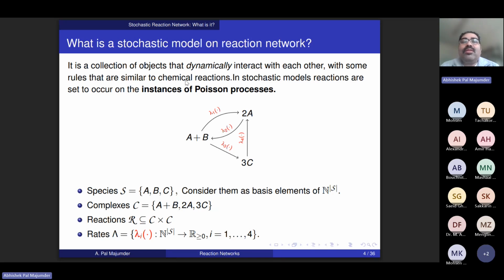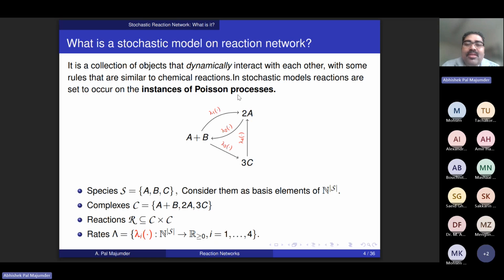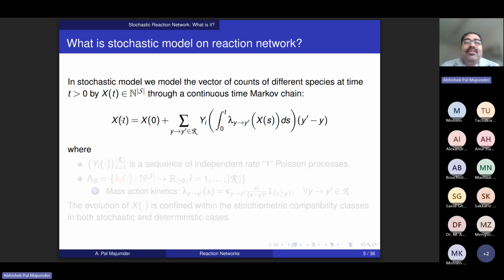But now I'll explain what a stochastic reaction network means. In a stochastic reaction network, we model the number of molecules taking part in these reactions, and we see their dynamics over time. Each of these reactions takes place at the instances of Poisson processes. If I explain the previous dynamics in mathematical terms, in a deterministic reaction network we model the concentration of each species. In stochastic models, we model the counts of each species. Here, X_t denotes the species counts of all the species taking part in the reactions at time t, and X_0 is the species vector at time 0.